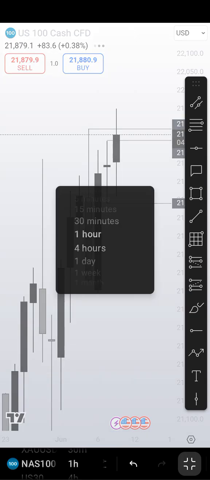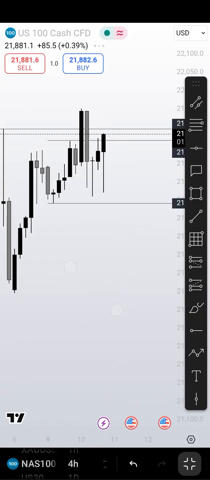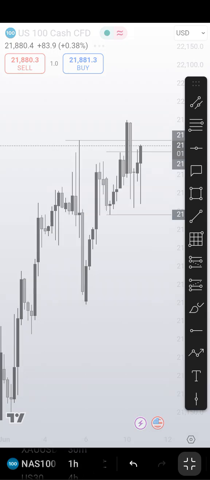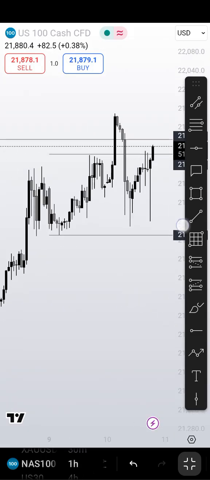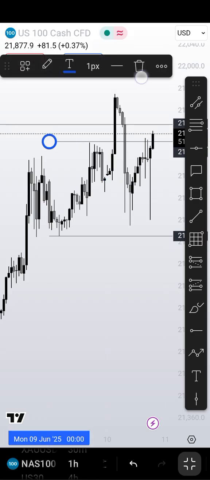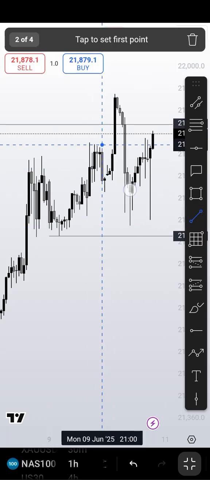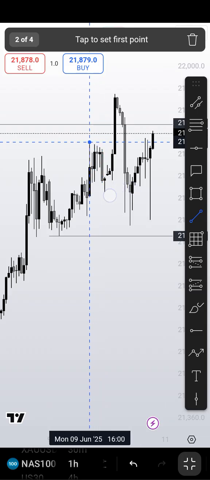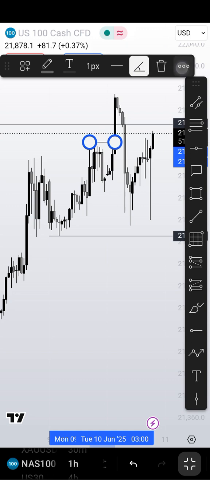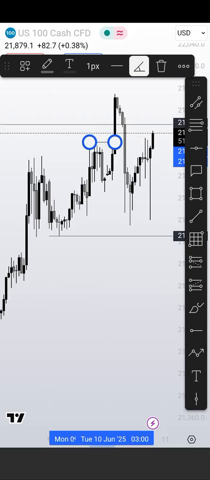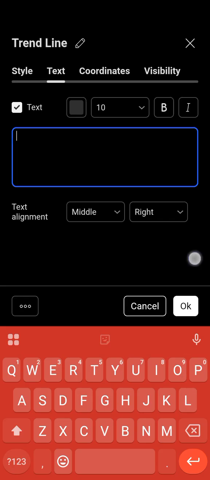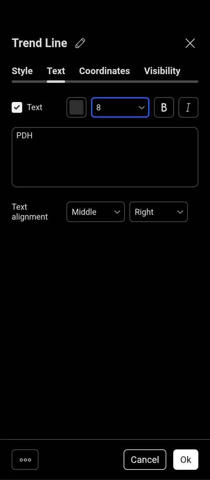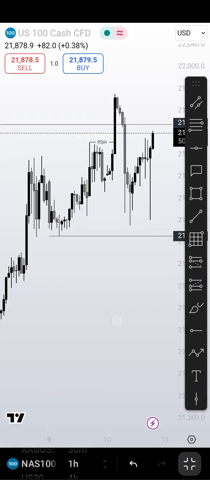After that, I went on the 4-hour time frame, I think. Did I go on the 4-hour or the hourly? No, I think I went on the hourly time frame. Yeah, let me remove this. This was the previous day high, right? Let me do it again right here. That's the previous day high. Previous day high. And then center it. No problem.